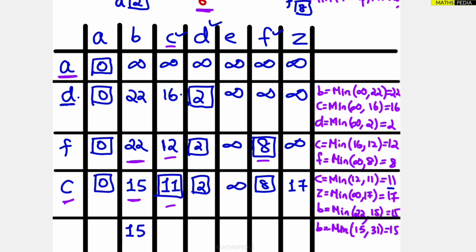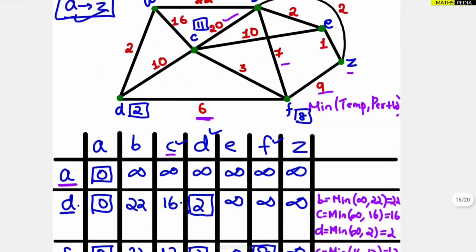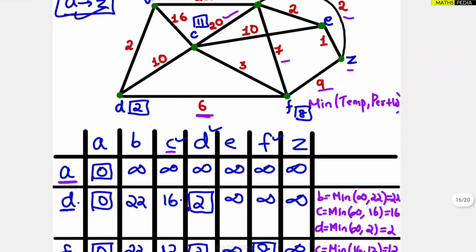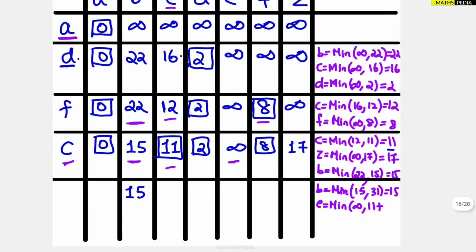Now one more variable we have to calculate. What is that variable? It is E. What is the temporary variable here? Infinite for E, and permanent, as I said, it is fixed with respect to C. So it is 11 plus the weight between E and C, which is 10. So what is 11 plus 10? I'm going to write directly 21. The least value becomes 21. So we have got the new value here. It is 21 for E. Rest all values just copy paste.